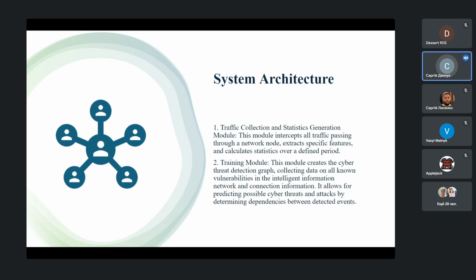A training model. This model creates a cyber threat detection graph, collecting data on vulnerabilities in the intelligence information network and connection information. It allows for prediction of possible cyber threats and attacks by determining dependencies between detected events.